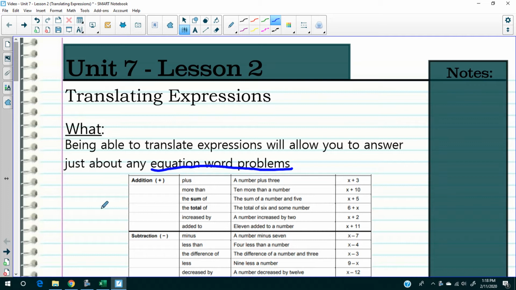So in order for you to be able to do that, you need to be able to translate simple expressions, which we talked about in class, right? What's an expression? That's an expression. Now what is this then? Right, that's an equation. So how do you translate expressions right now so that down the line you can solve equation word problems?